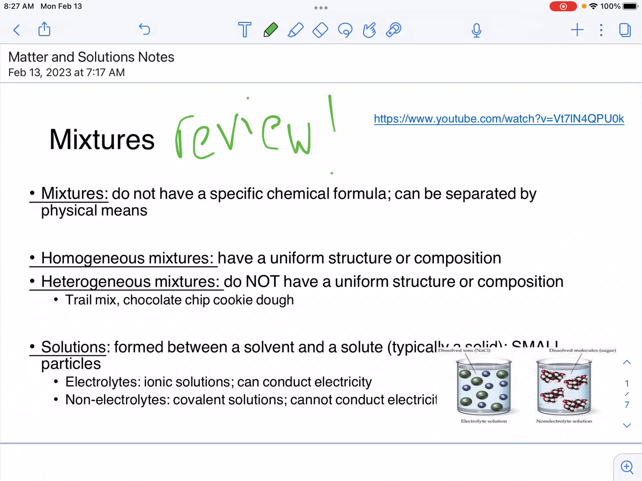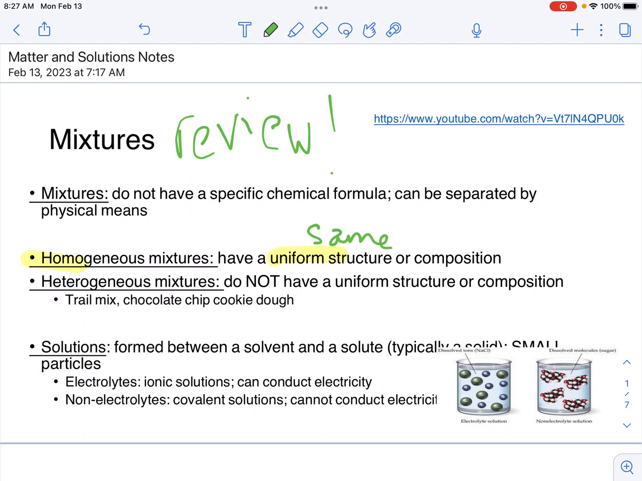All right, folks, we already did this slide, but I'm just going to take a second and review it because we're going to rely on the differences between homogeneous and heterogeneous mixtures and their specific definitions to talk about how we might separate them. So just as a reminder, homogeneous, remember homozygous meant the letters looked the same in biology, so homogeneous mixtures have a uniform structure or composition, aka they look the same throughout.